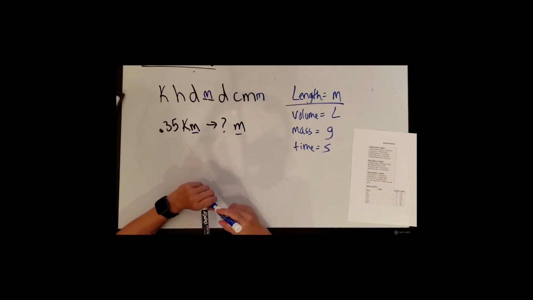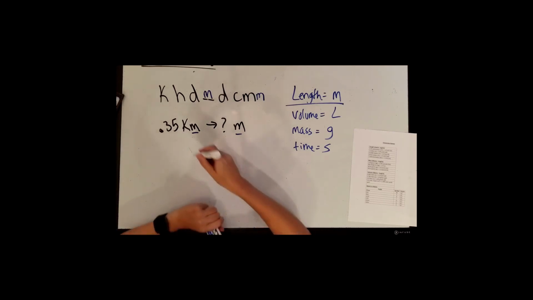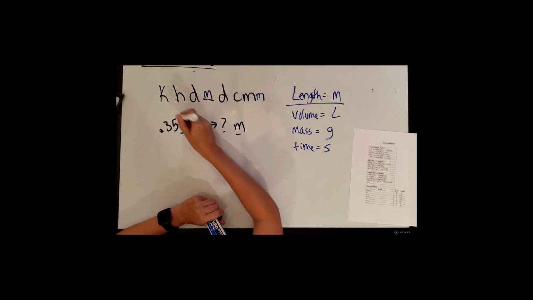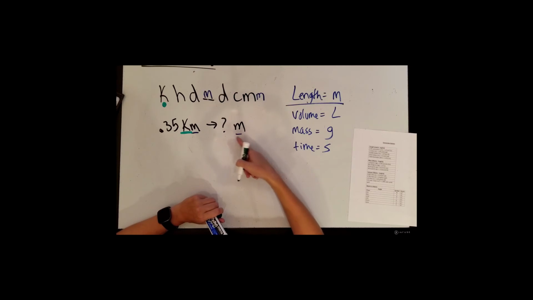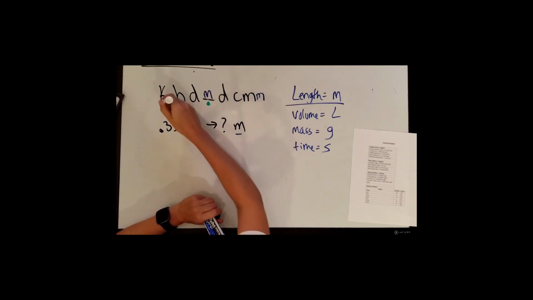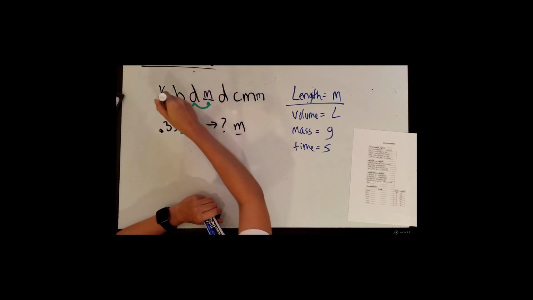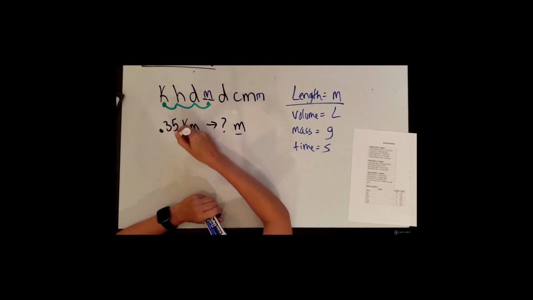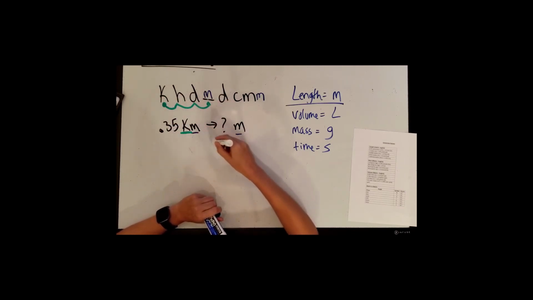All right, so how do I convert now that I have my chart ready? Well, now what you want to do is look at what you're starting. So you're starting at kilometers, which means you're going to start at the K. And where are you going? To the meters, this M here. So to figure out how to convert, you just move until you get to that M. However many times you move, that's how many times you're going to move the decimal. Whatever direction you move, that's the direction you're going to move the decimal.